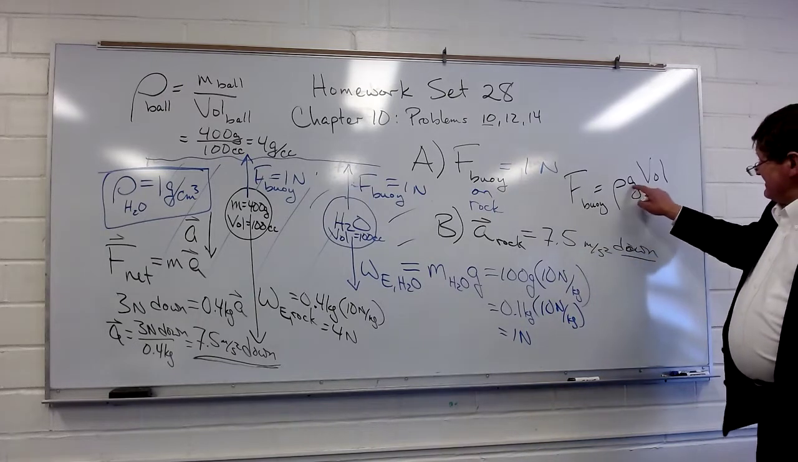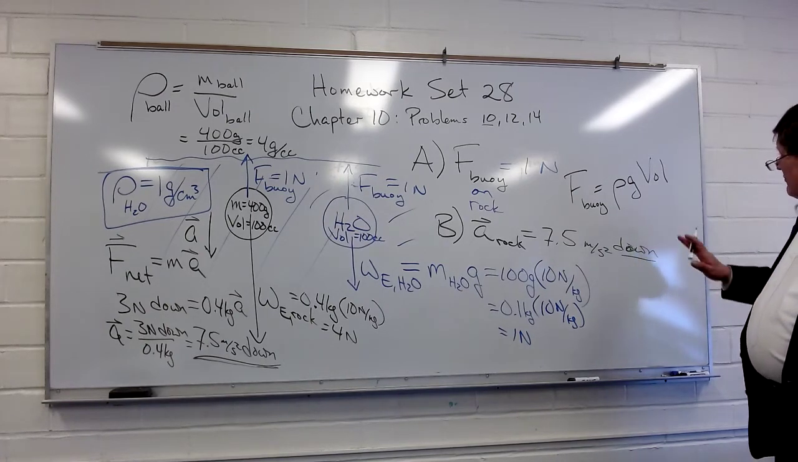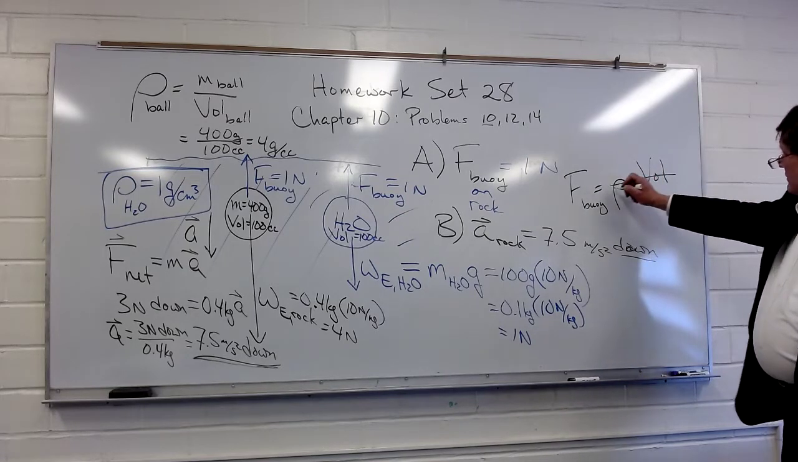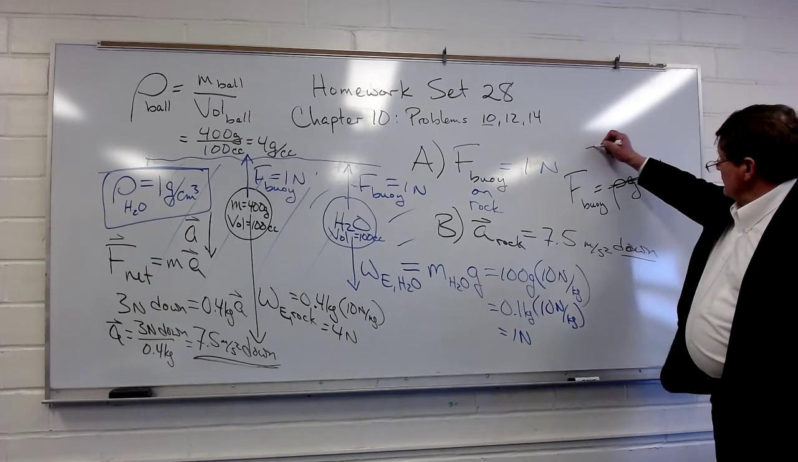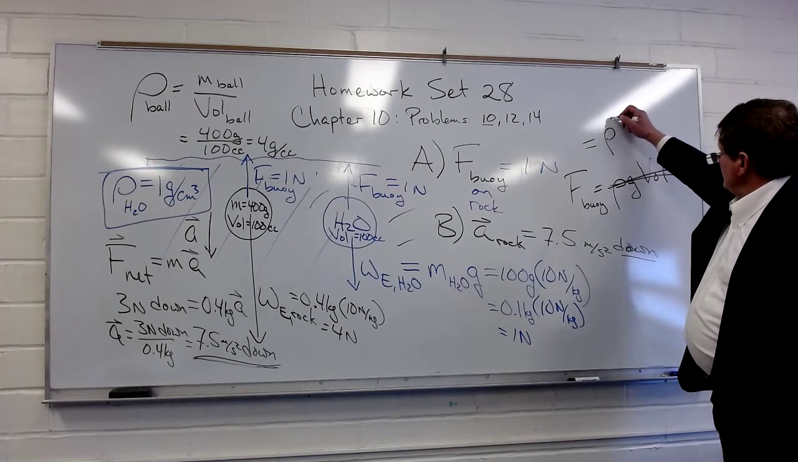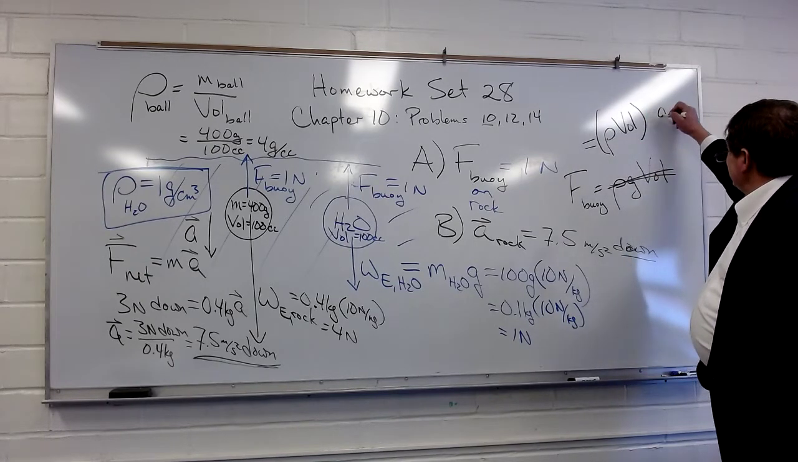And g is in MKS units, meters per second squared or newtons per kilogram. And so I would prefer that you not use that equation. If you have to use that equation, use it this way: rho volume and then times g.